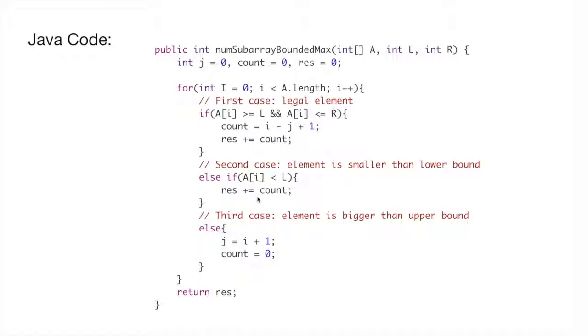In this case, we don't update our count, we just add the count to our result. The third case is the element is bigger than the upper bound. In this case, we set the start point j to I plus 1 and then update the count to 0.